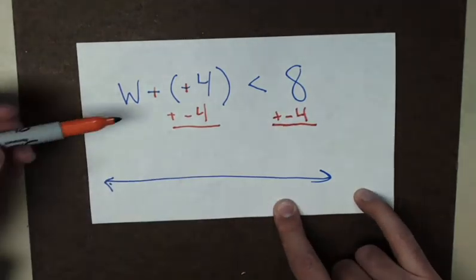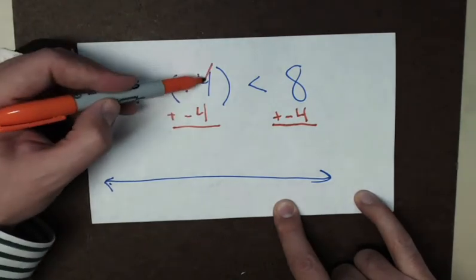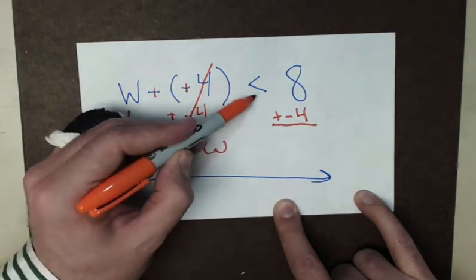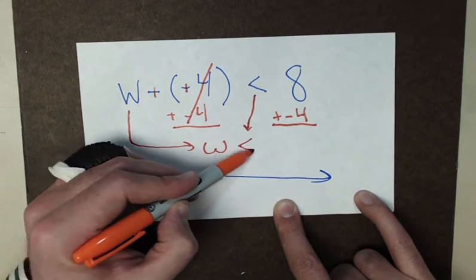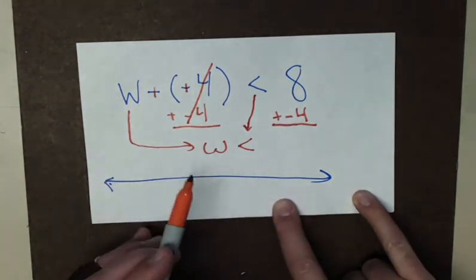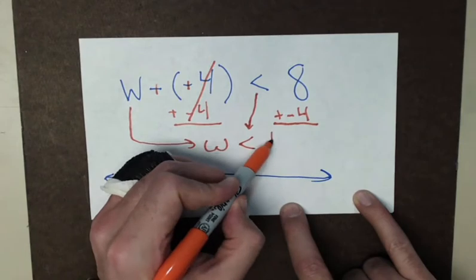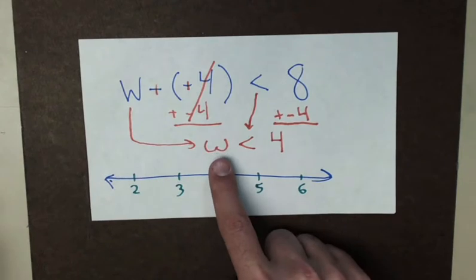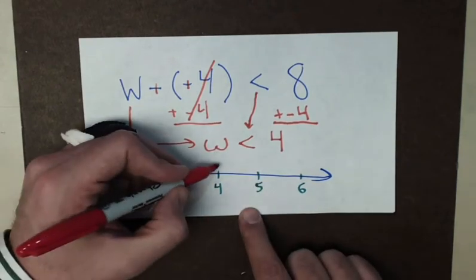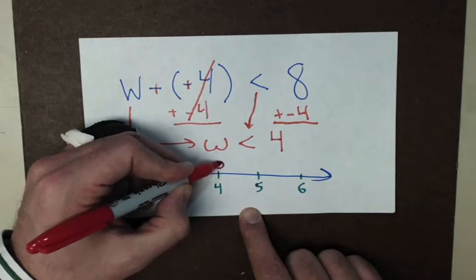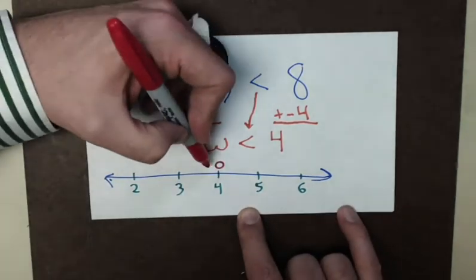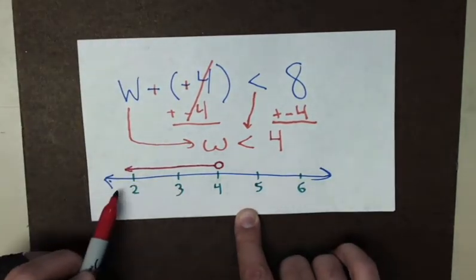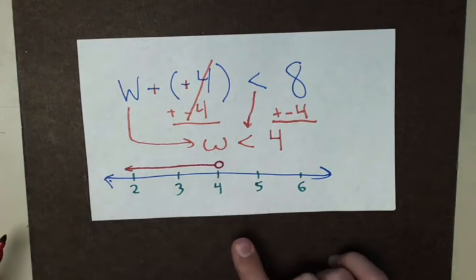Alright, now, positive 4 plus a negative 4 cancel out. The W gets passed down. This inequality sign gets brought straight down. And 8 plus the opposite of 4 is 4. So our answer is W is less than 4. So I'm going to put a little dot. Actually, I'll put a circle because it can't be 4. Anything less than 4, though, works. So 3 works, 2 works. I can substitute anything on this side of 4 into the inequality for W, and it works.